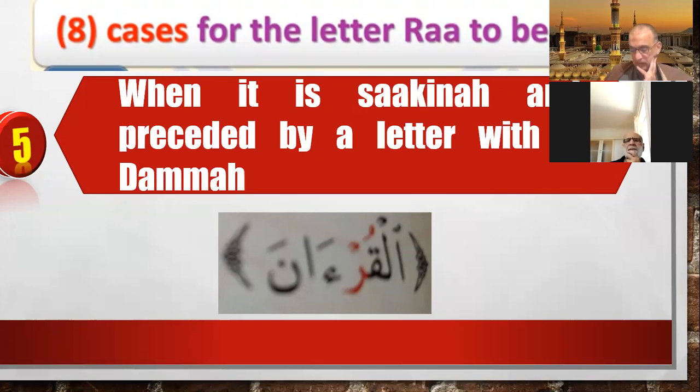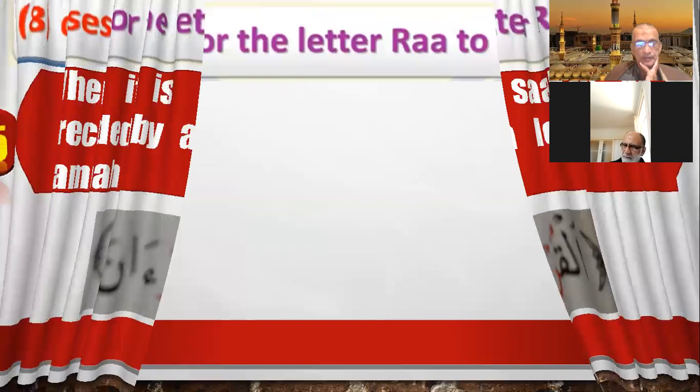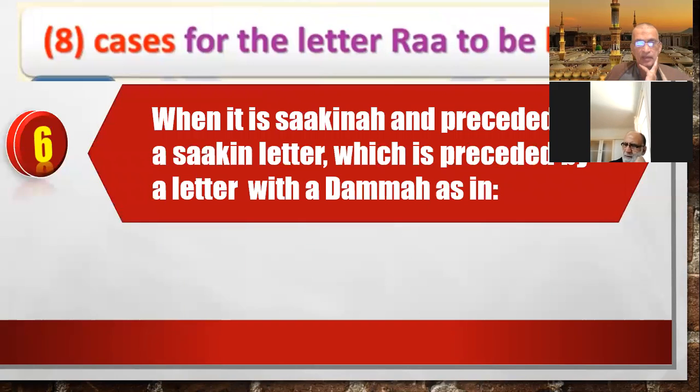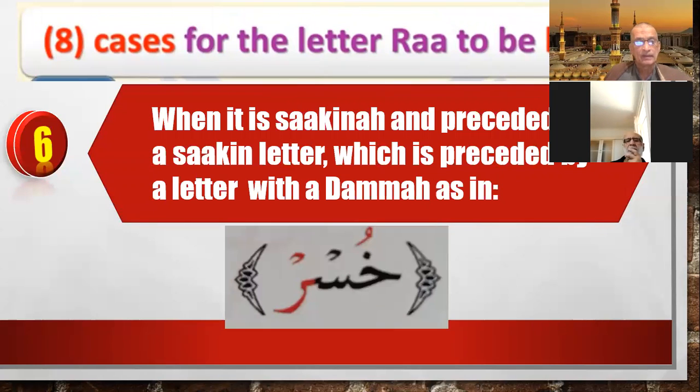Number 6: when it's second and preceded by a second letter, which is preceded by a letter with a ضمة, or second preceded by ضمة, as in خسر. We take now 6 cases for letter ra to be heavy.